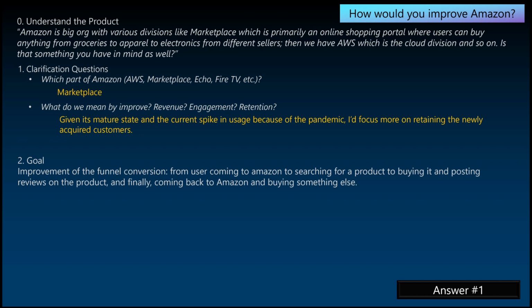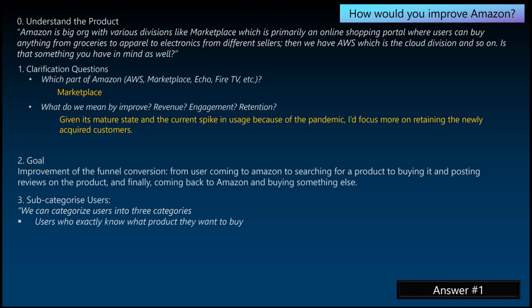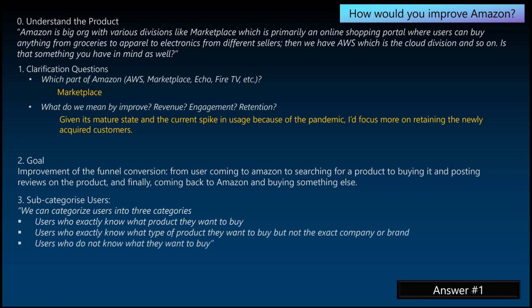So what I'll do now is I'll go ahead and subcategorize my user further. Now, as we mentioned before, you should identify the different types of users within your defined category for your product and select one to focus on. So you could go something like, among newly acquired users, the various categories will be: one, users who exactly know what product they want to buy; two, users who know what product they want to buy but not the exact company or brand; third, users who do not know what they want to buy.